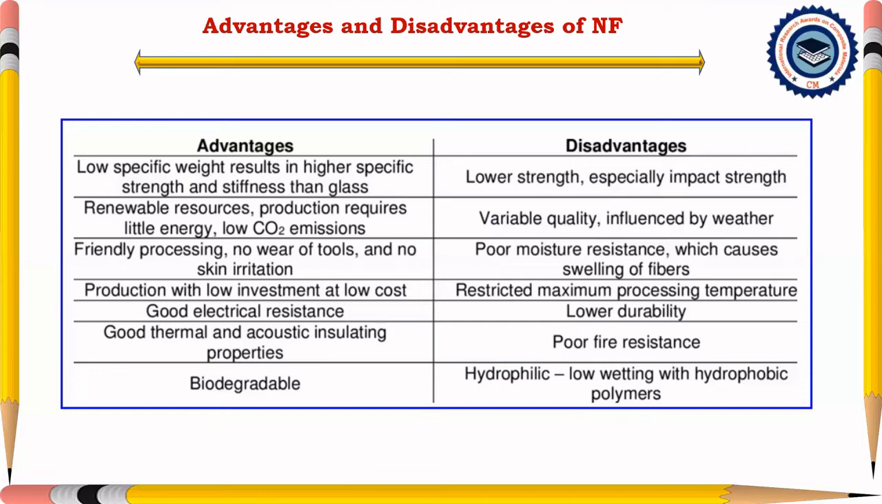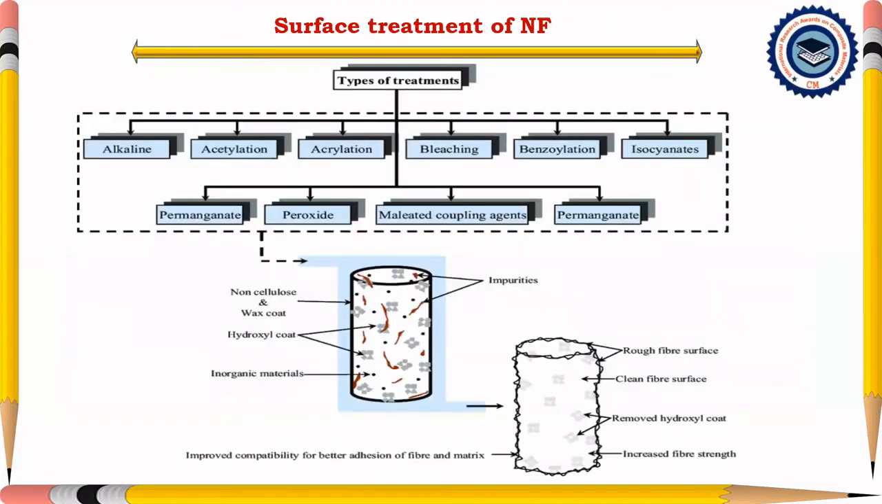That final one is very, very important: the hydrophilic or hydrophobic nature of natural fiber composites. Okay, so what is the meaning of the hydrophilic and hydrophobic characteristics of natural fibers? Actually, it is the higher moisture absorption characteristics of natural fibers. Due to this type of problem only, most of the researchers are avoiding using natural fibers and natural fiber composites.